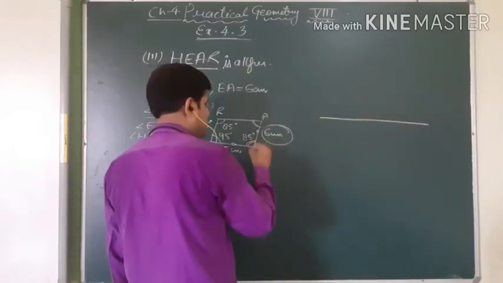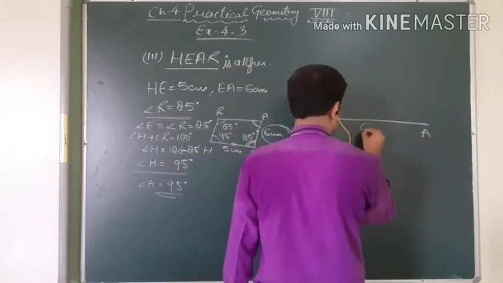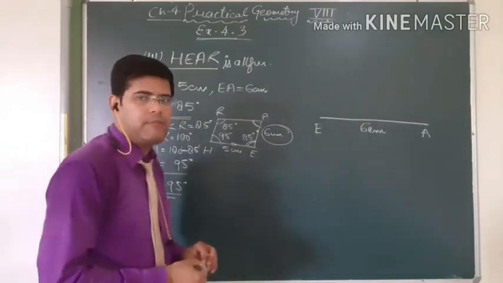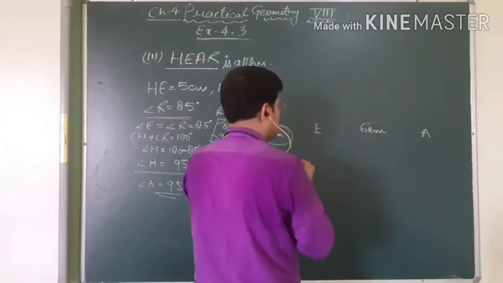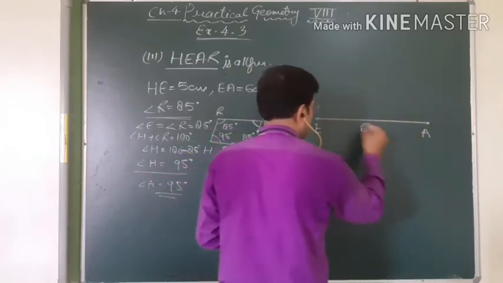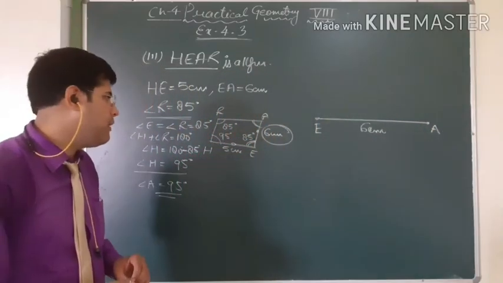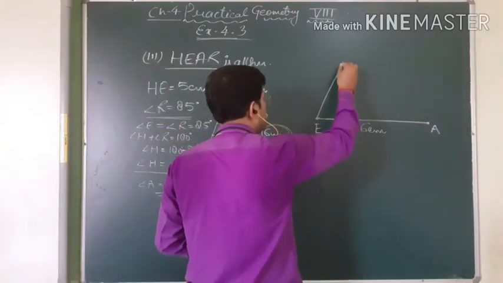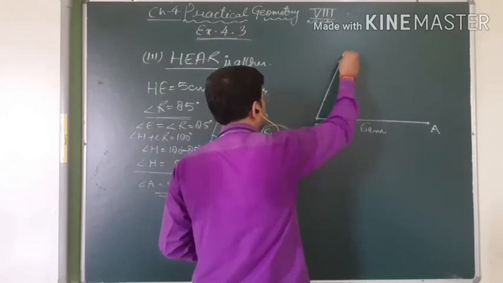EA is equal to 6 centimeter. Now, from point E, we make an angle of 85 degree with the help of a protractor. Because this is not a multiple of 15, and without a multiple of 15, we are not able to make any angle with the help of a compass. So, at the point E, we have to make an 85 degree angle. This could be 85. I have no protractor, so I made this roughly.